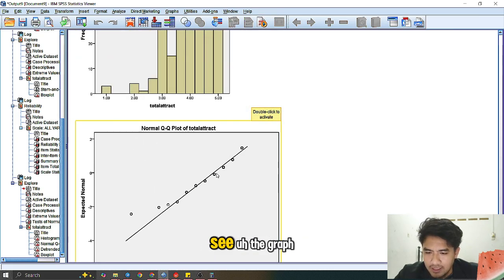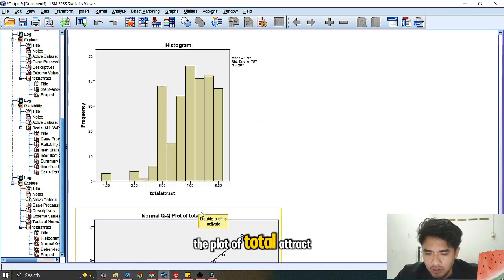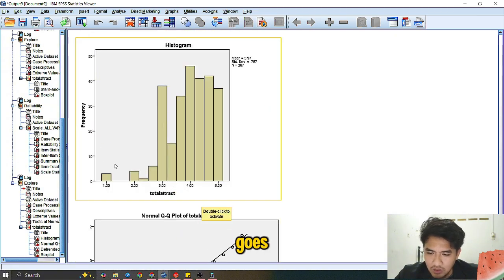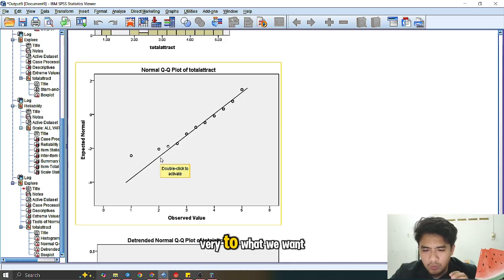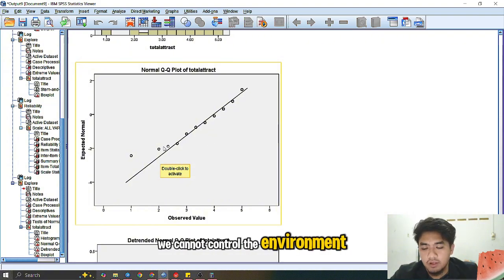And then we can see the graph, the plot of total attract and the histogram. We can see that it goes more to the right than it goes to the left. And here we can see the Q-Q plot of total attract. You can see that it is not equal to 0, which is where the points are right on the line. So it shows that the data is not too varied from what we want, and it is normal for social science research because we cannot control the environment.